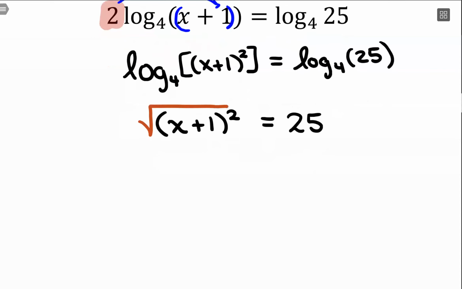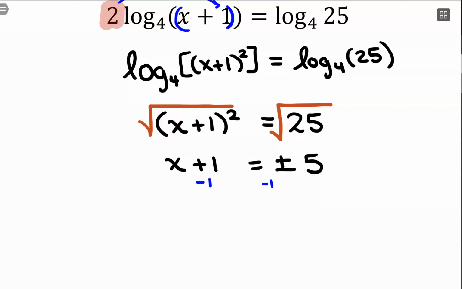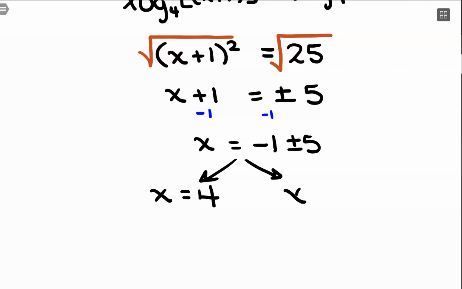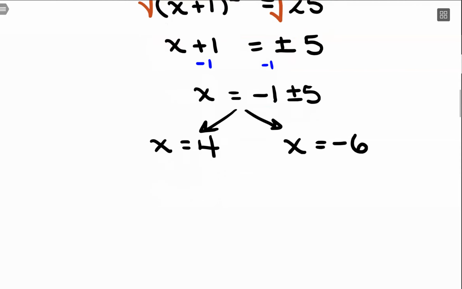So we're going to take the square root of both sides so that I just get x plus 1. We took the square root of both sides, so I'm going to have plus or minus the square root of 25, which is 5. And I'm going to subtract 1 from both sides. So this gives me x equals -1 plus or minus 5, which I'll go ahead and split into the two solutions. So x equals -1 plus 5, so 4, and x equals -1 minus 5, which is -6. And then I have to check my solutions.